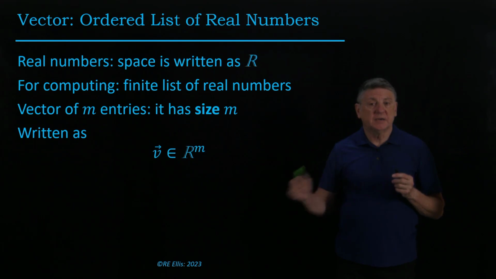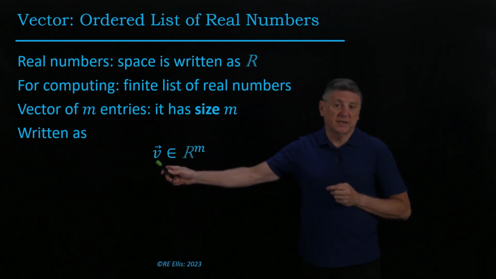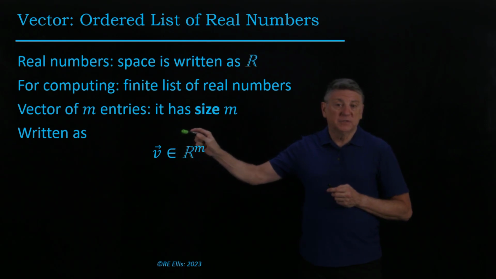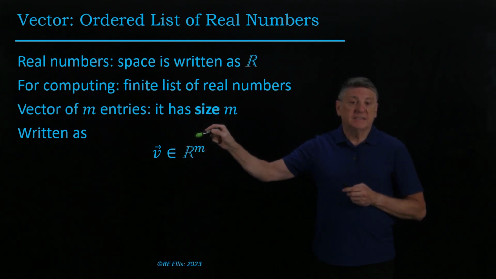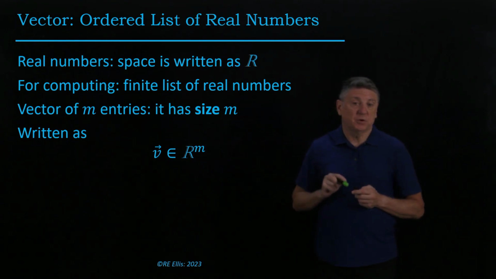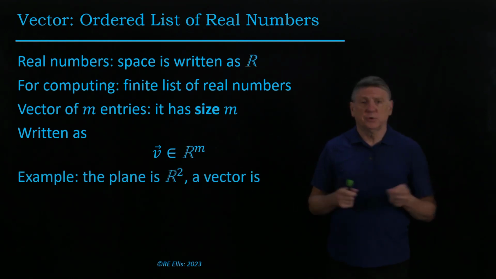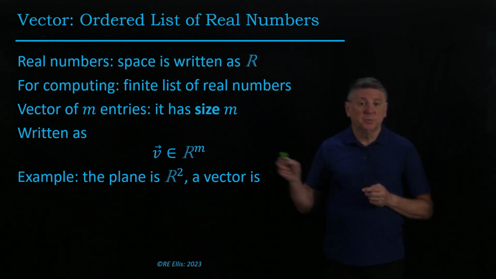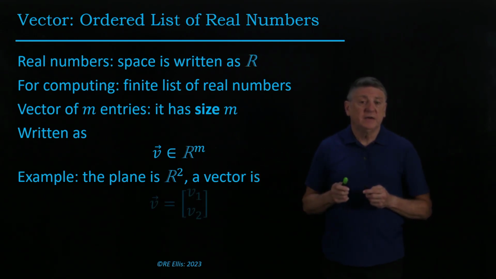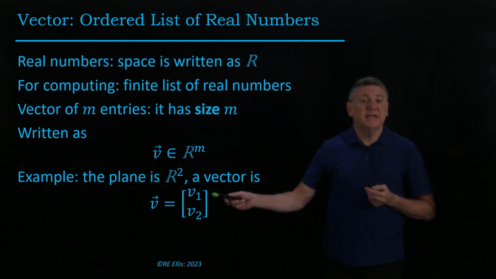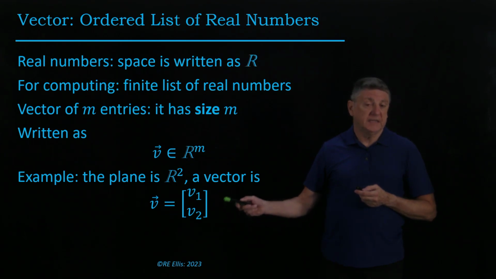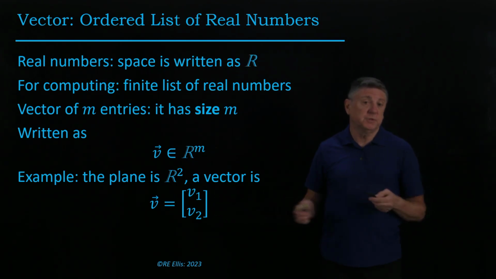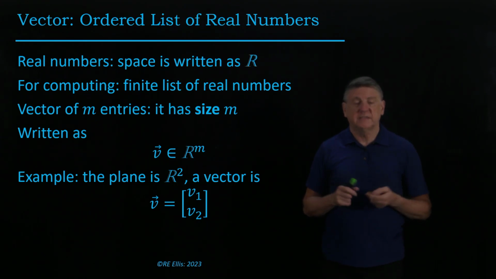We'll write a vector as an ordinary script letter, usually from the start or the end of the alphabet, with an arrow over it, and we'll say it's a member of the m-dimensional real numbers, which is to say that the vector has m entries, and these entries are all real. An example that you're probably already familiar with is the plane, which we'll say is R2 or R squared, and here a vector has two entries, and we'll indicate the entries by using the same letter as for the vector and a subscript indicating the entries. So here it's v sub 1, v sub 2, sometimes we'll say v1, v2, although that's an ambiguous term.